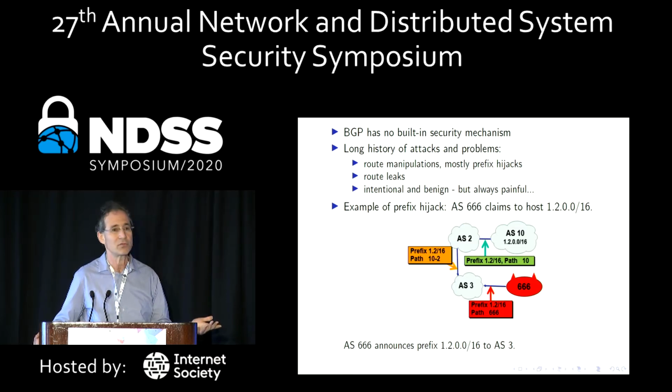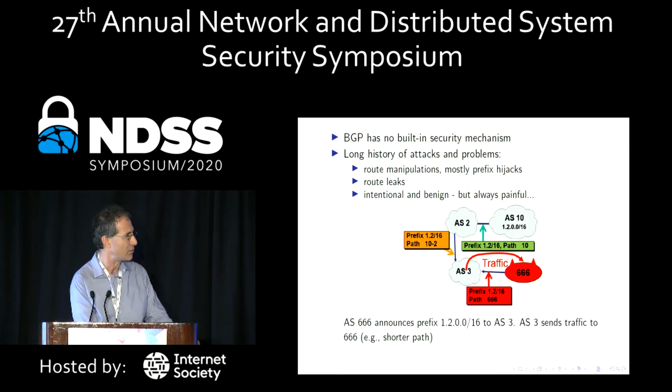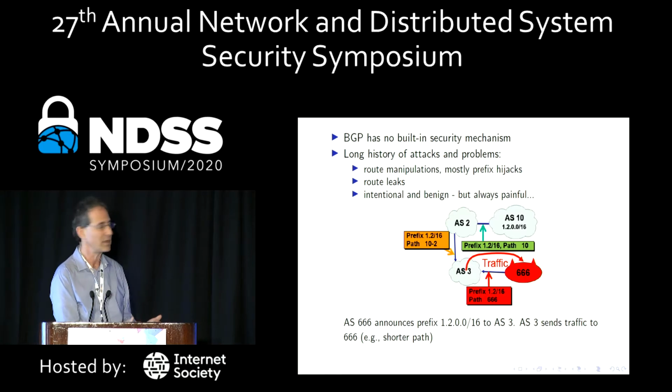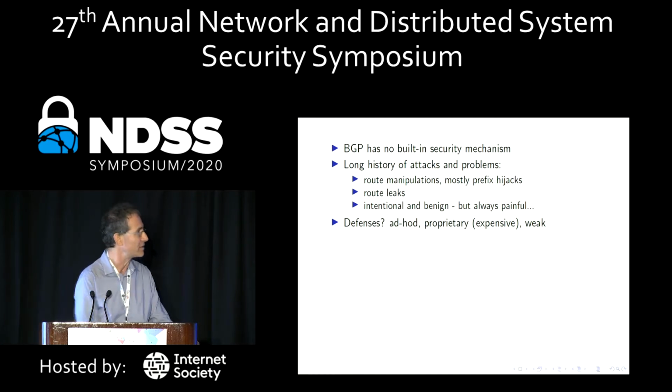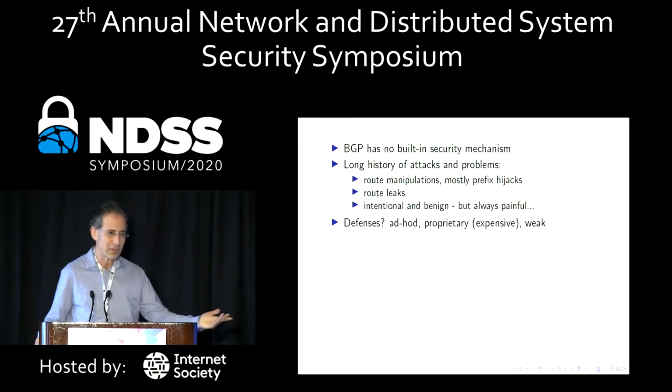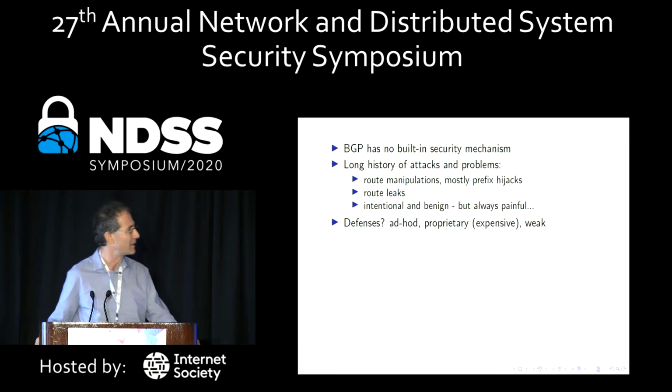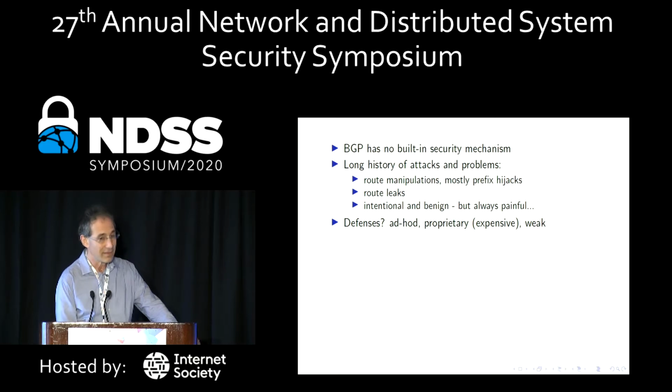And now what happens to poor AS3 when it wants to send the traffic to this prefix? Well, let's say, because it is shorter, it will pick this announcement, and it will send the traffic to the attacker. Very bad, okay? So we need, obviously, to deal with that very serious threat. However, like I mentioned, BGP does not have security mechanisms against all these attacks, so how do we defend against this kind of phenomena? There are defenses.